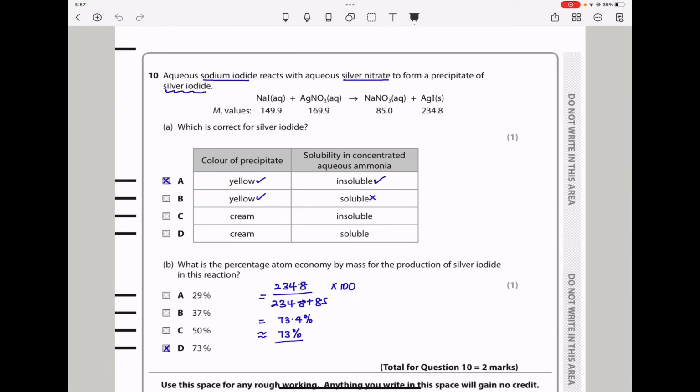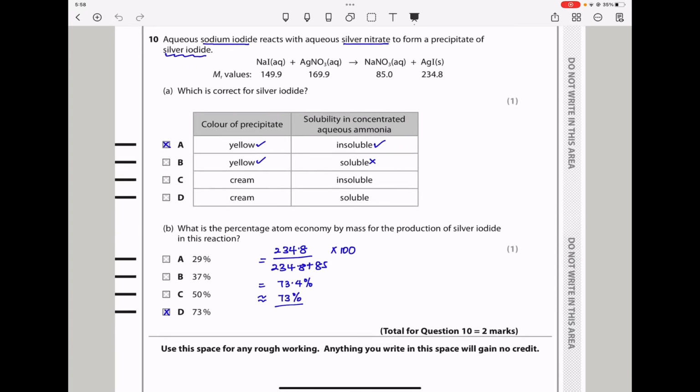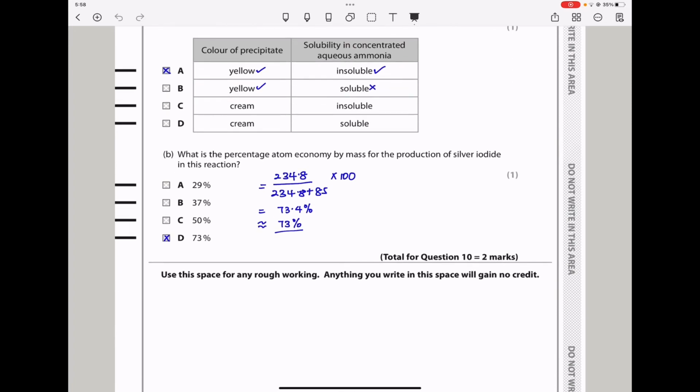Aqueous sodium iodide reacts with aqueous silver nitrate to form a precipitate of silver iodide. So here we can see the reaction as given. They say which is correct for silver iodide. Here they say color of the precipitate. Of course, silver iodide is a yellow precipitate, and the solubility in concentrated aqueous ammonia, it will be insoluble. Silver iodide will not dissolve in both dilute aqueous ammonia as well as concentrated aqueous ammonia, so the answer should be an A. Question 10b.